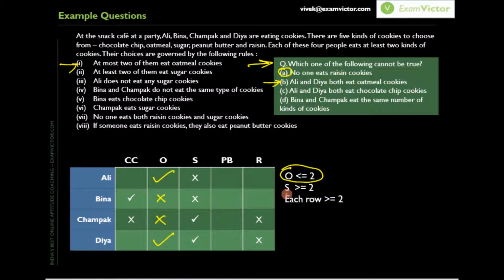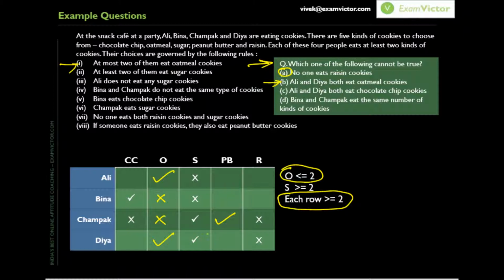Now we have another rule that says each row should have at least 2 ticks, right? Each of these 4 people eats at least 2 kinds of cookies. So that rule tells us that automatically there is a tick here. We are still okay so far. Nothing has been broken. So we know that Champak is eating only 2 cookies, which are sugar and peanut butter.